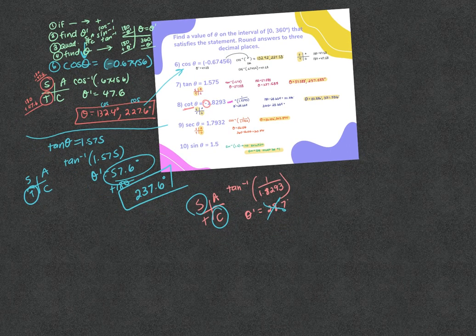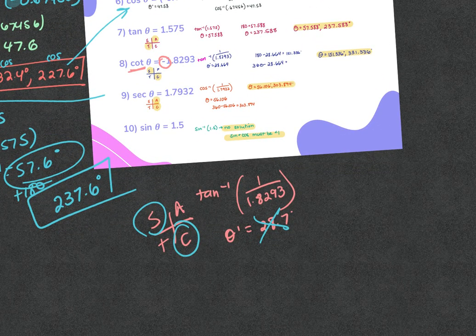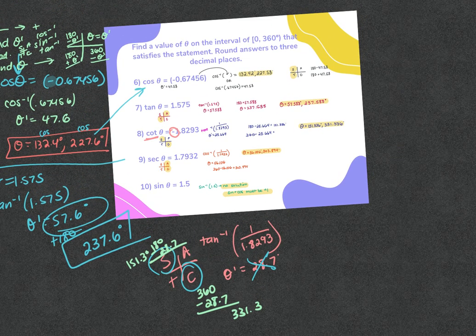All right, so since we know that tangent is negative in the second and the fourth quadrant, for the second, we're going to do 180 minus that 28.7. And in the fourth quadrant, we're going to do 360 minus the 28.7. And we get 151.3 and we get 331.3. Oh, and actually this said to round to 3 decimal places.